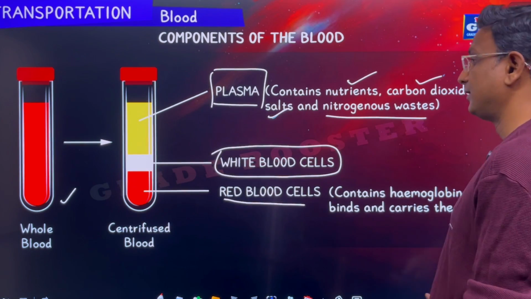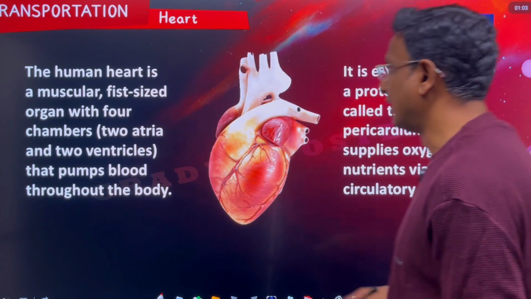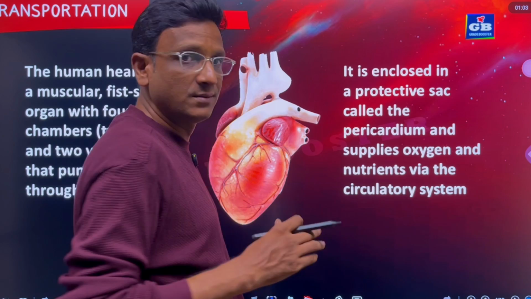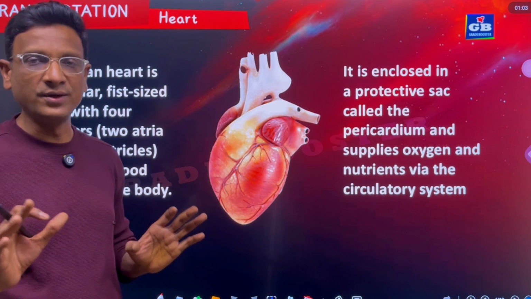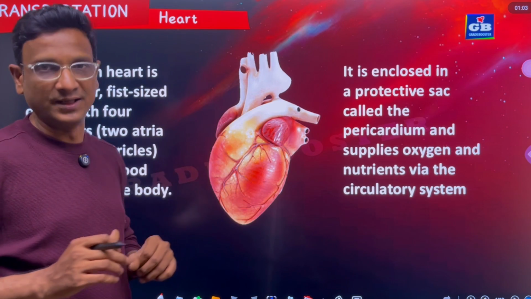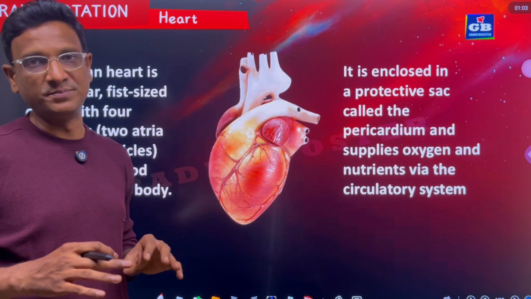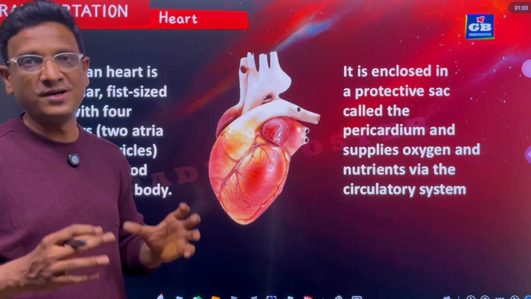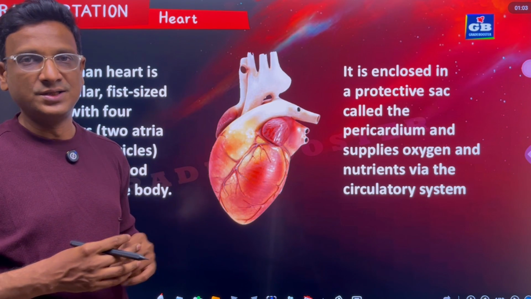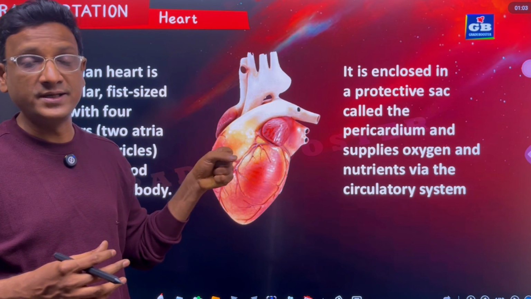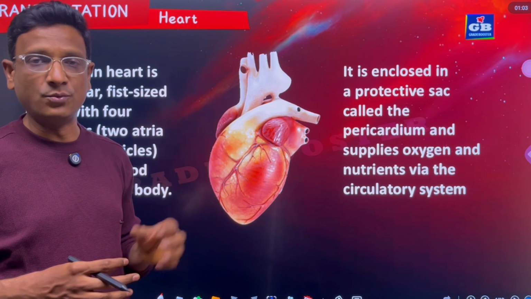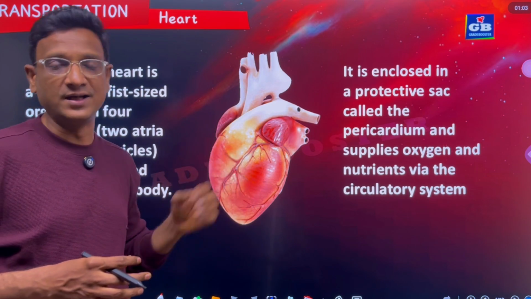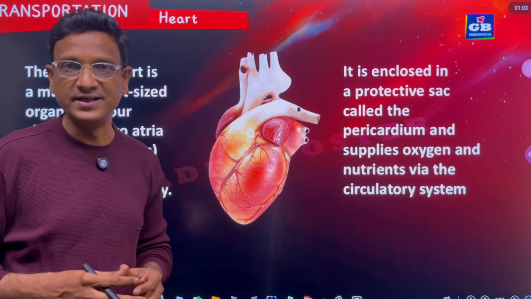So let us go to the next one, heart. We have seen what is blood and what are the components of blood. Okay. Now let us see the heart. In this particular chapter, we are going to study the structure and function of the human heart. What is the structure and what are its functions? What are the different parts of the heart? And what is the role of each and every part of the heart? These details we are going to study in this chapter.